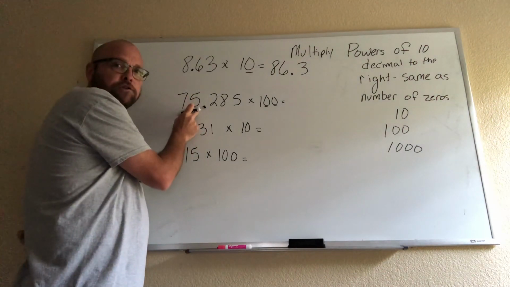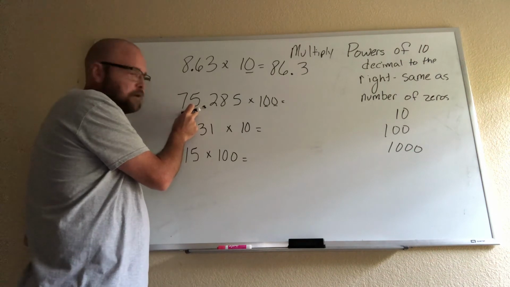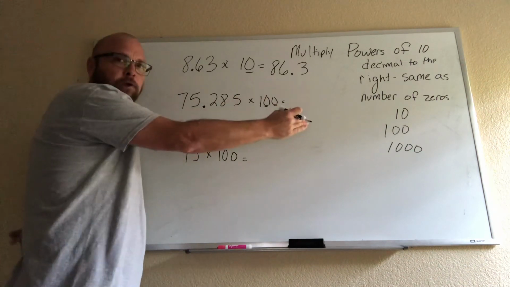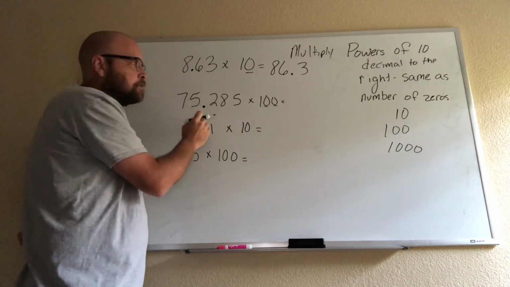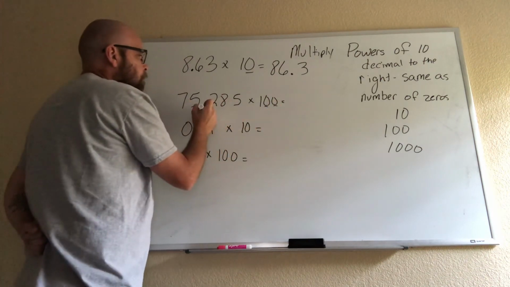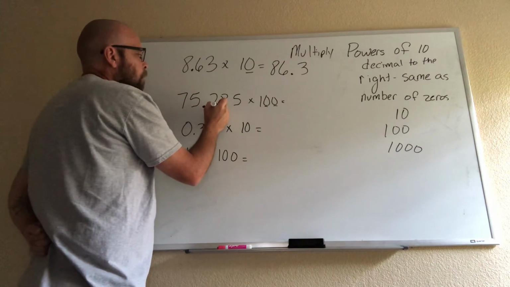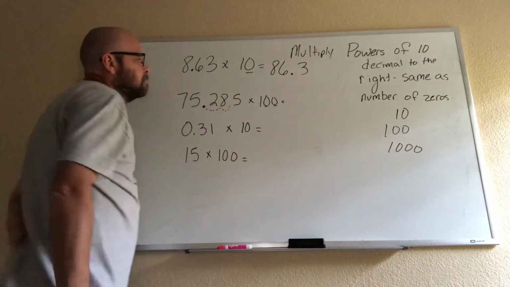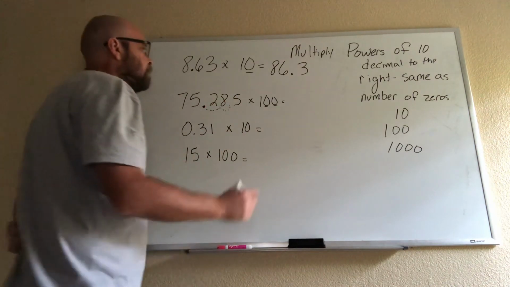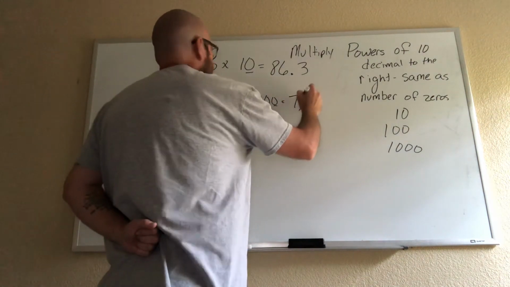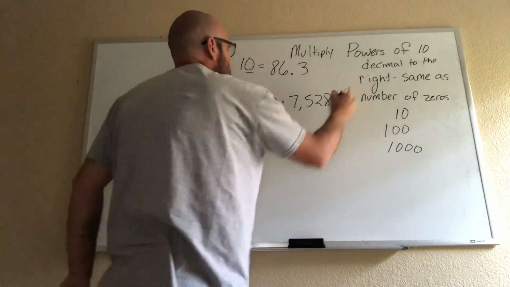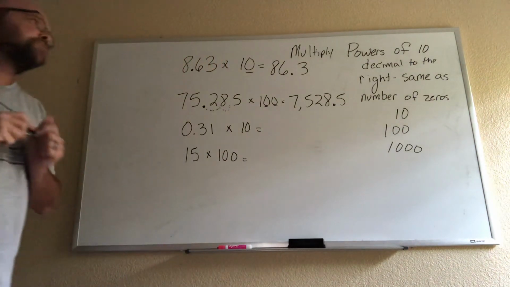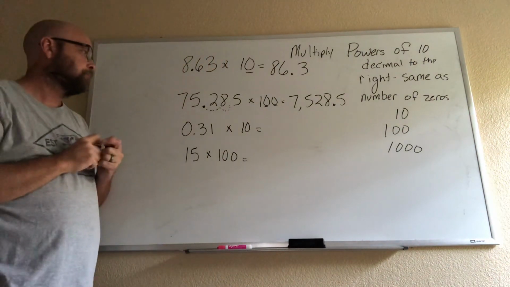So if my answer should be near 7,500, that'll help me when I get to my actual product and see if my answer is somewhere close to that. Multiplying by 100, which means I move my decimal point once, twice, so now it's in between the 8 and the 5. 7,528 5/10.